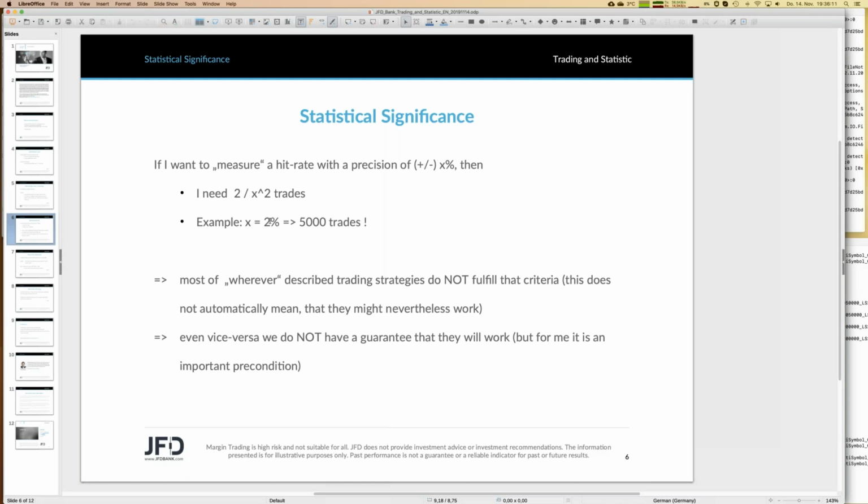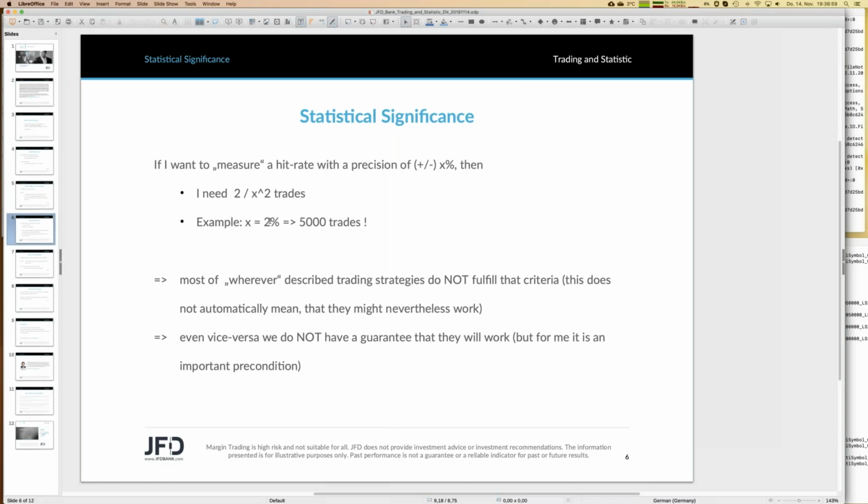And most of those strategies which are wherever described, they will not fulfill that criteria. But now I have a remark to make here. This does not automatically mean that they might nevertheless work. So even if they have not the statistical significance, they still could do its job. So I cannot say it's definitely a no-go. No, they might work nevertheless. And even vice versa, I have unfortunately the same. So even if you have a trading strategy which fulfills those criteria, that gives you not a guarantee that they will work in future as well.